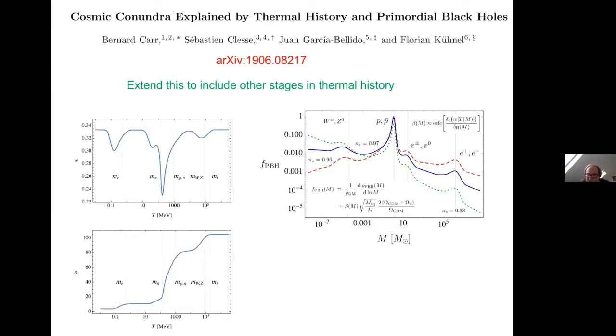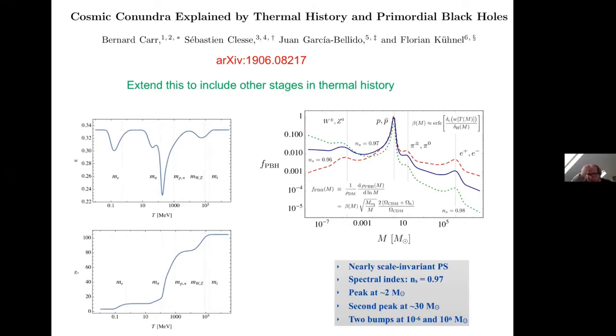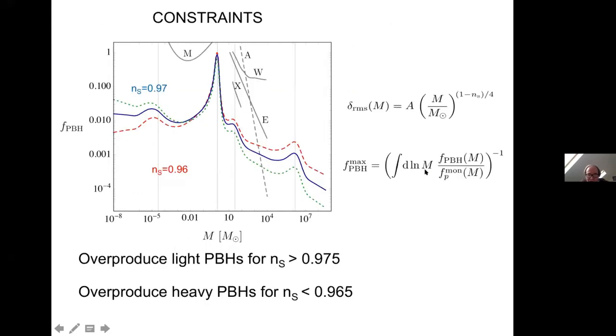But you have a nice prediction of what the mass function should be, and basically we argue that you need a spectral index of about 0.97, and this gives you a peak at 2 solar masses, another peak at 30 solar masses. So the peak that will be the dark matter, the 30 solar masses is going to be the LIGO events, and then we've got other peaks at 10 to the minus 6 and 10 to the 6 solar masses. So what exactly are these?